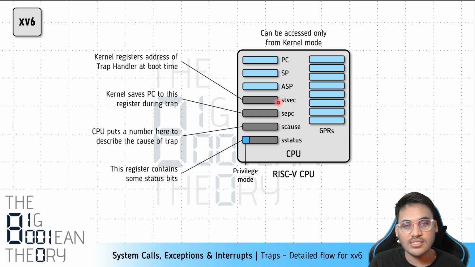And finally, there is this register, the trap vector. The kernel registers the address of the trap handler in it at boot time.